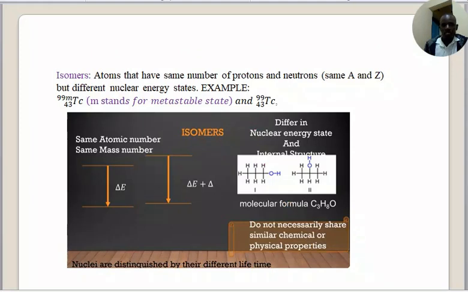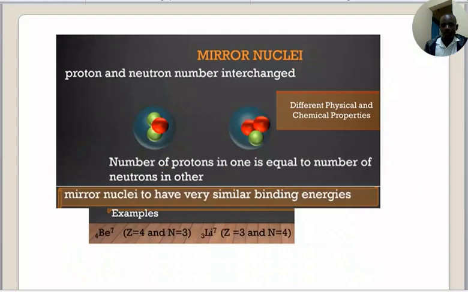Isomers, on the other hand, are atoms that have the same number of protons and neutrons, that is, the same atomic number and mass number, but different nuclear energy states. They possess different nuclear energy states. For example, technetium in a metastable state, and technetium that is in a stable state. On the other hand, we also have the mirror nuclei, which we are going to look at in our next lecture.